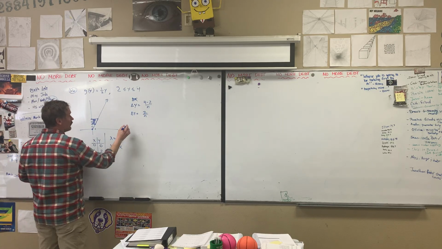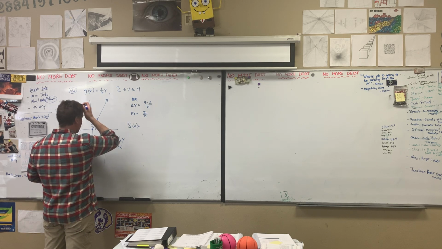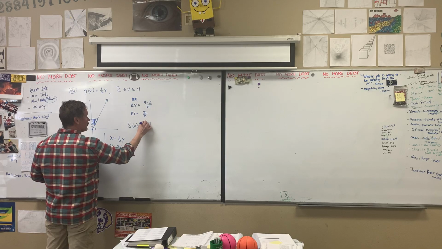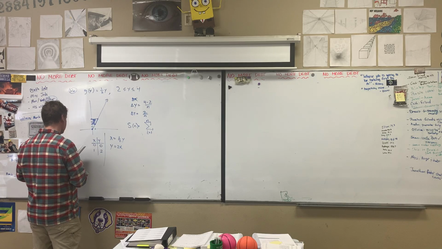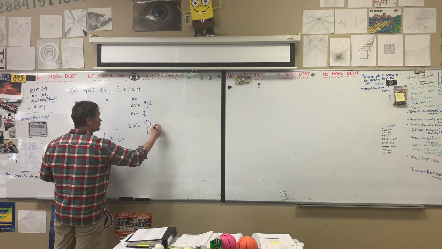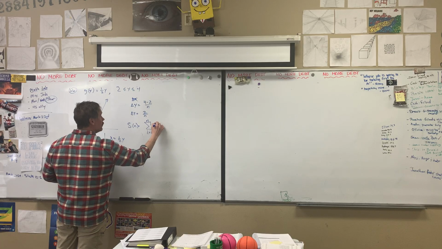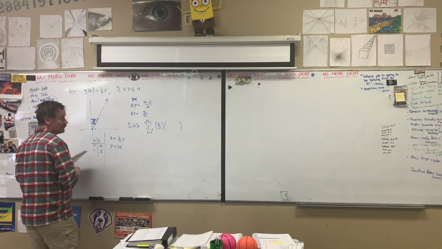And then for the sum, S of n is equal to, we do our sigma notation, i equals 1 up to n, and then 2 over n times the f of 2 over n, right?